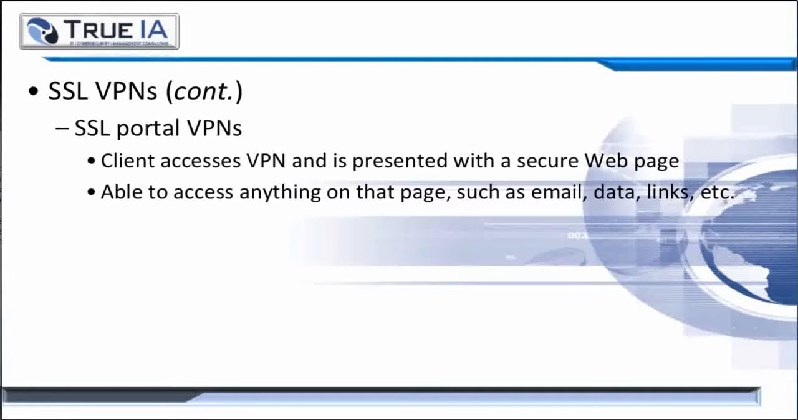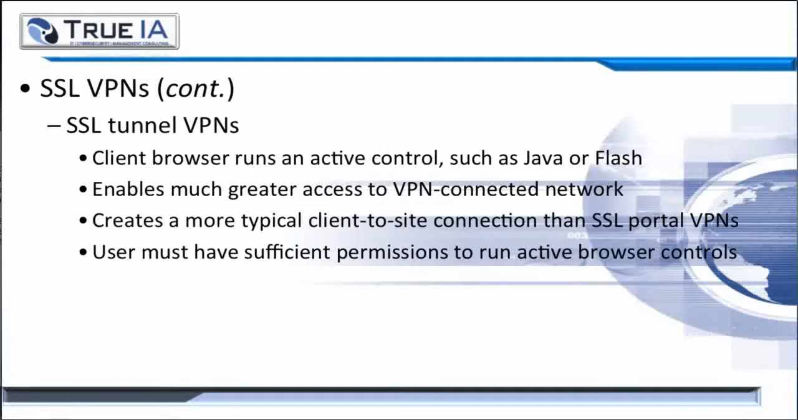SSL Portal VPNs provide for client access VPN and are presented with a secure web page. You're able to access anything on that page, such as email or data or some hyperlinks as well. With SSL Tunnel VPNs, the client browser runs an active control, such as Java or Flash, that enables much greater access to VPN-connected networks. It creates a more typical client-to-site connection than the SSL Portal VPN does. However, it requires that your user have sufficient permissions to run active browser controls.